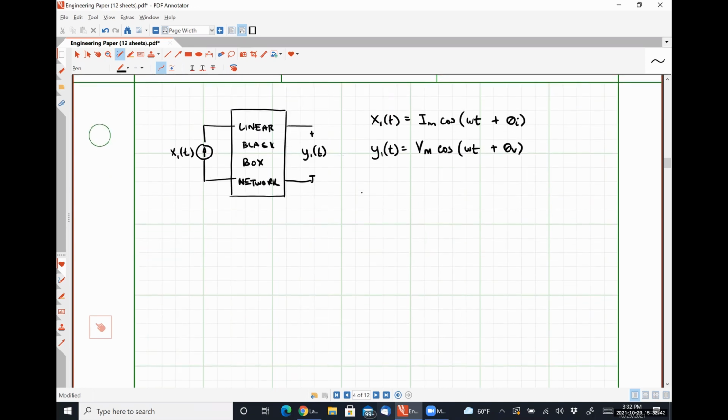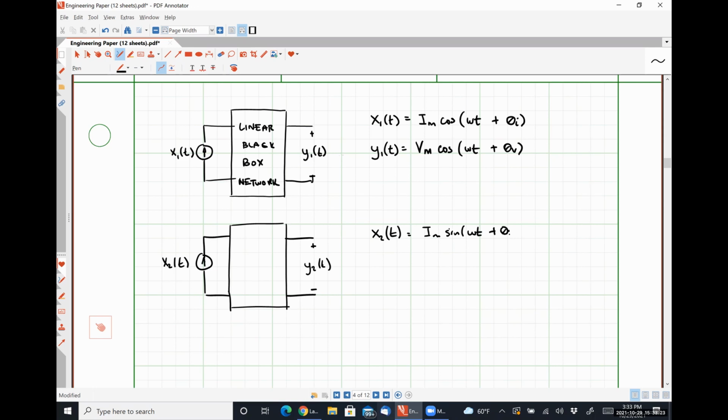What if I repeated this? Same linear black box network. I put in a new current, X2 of t, and observe an output Y2 of t. So in this case, let's say that X2 of t is equal to Im sine omega t plus some phase angle theta I. What should we expect for our response? If we put in a sine function, probably expect to get a sine function out. Anybody have any problem with that?